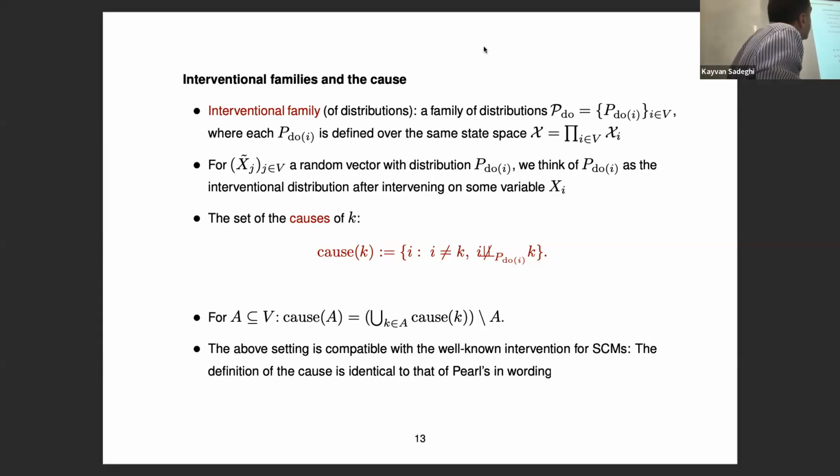But keep in mind, this cause depends on all these families, right? Because this I changes with each family. So you need the whole family to define cause K. And then if you have a set, you basically put them all together. By convention, we do not say A is the cause of A. You can change that, but we are removing A from the set of causes. So is that clear?